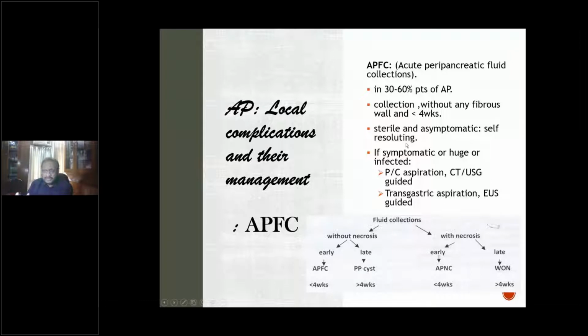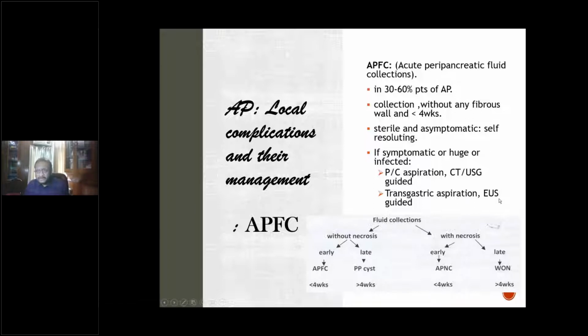In a very small percentage of cases, if within the first 4 weeks this collection becomes symptomatic, or is huge, or infected, in any of these scenarios you can go in and do a percutaneous aspiration, which could be CT or ultrasound guided, or you can do a transgastric aspiration, that is, endoscopic ultrasound guided, right?